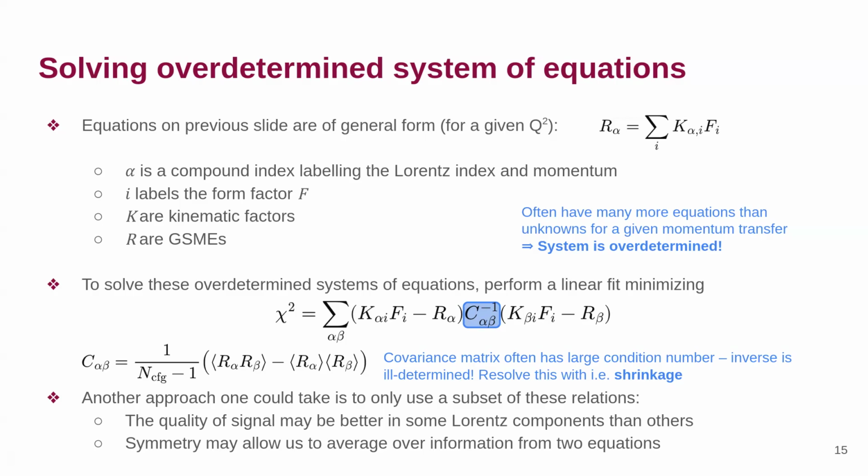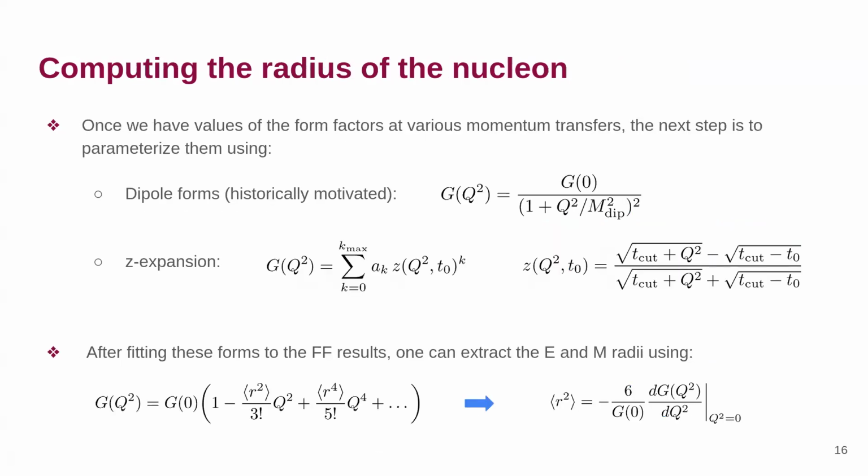But in any case, this is the rough blueprint of how one would want to solve for the form factors. Once we've done that at each of our different momentum transfers, the next step is to parameterize their q squared dependence. Historically, this was done using dipole forms, something like what I've shown here. It was used for a long time because it just worked. When looking at experimental data, they look like they follow a dipole, and when you fit them with a dipole, it reproduces the data very well.